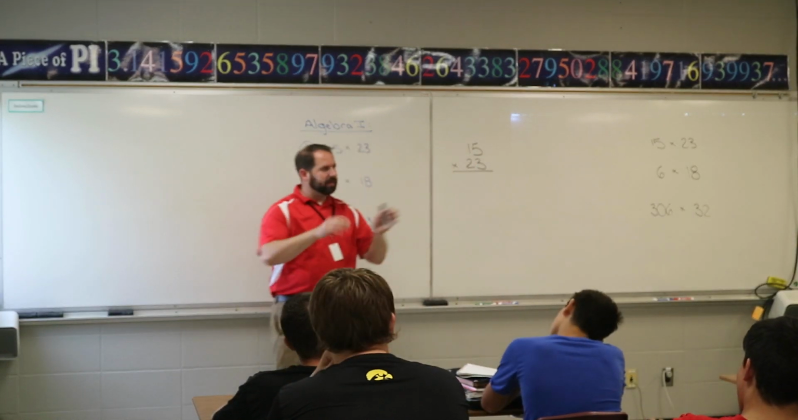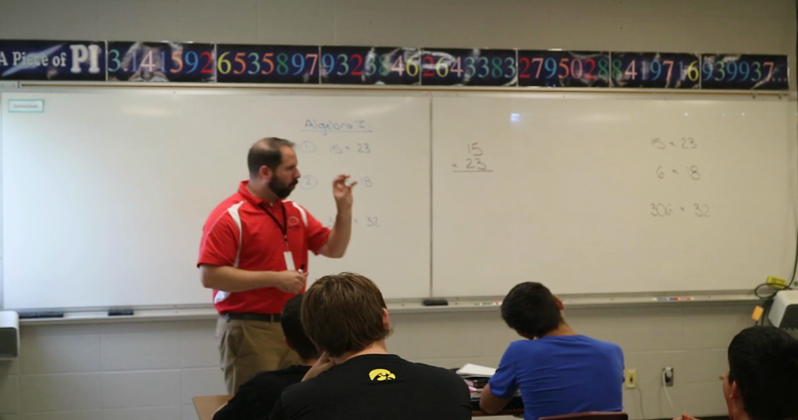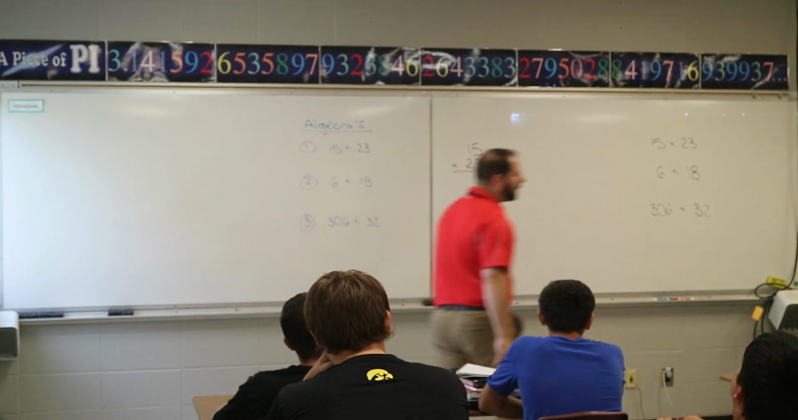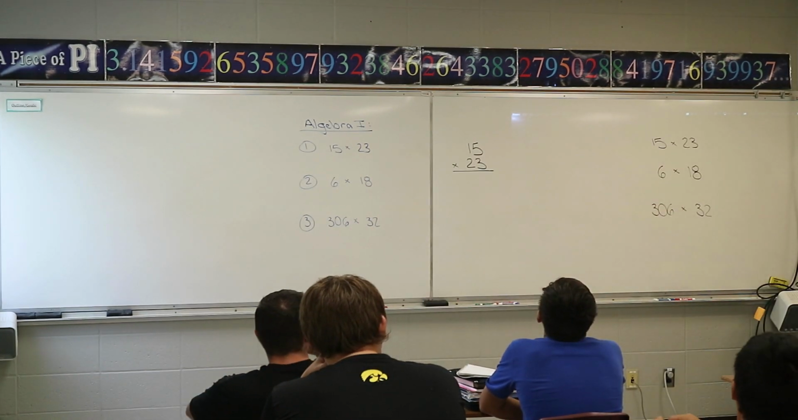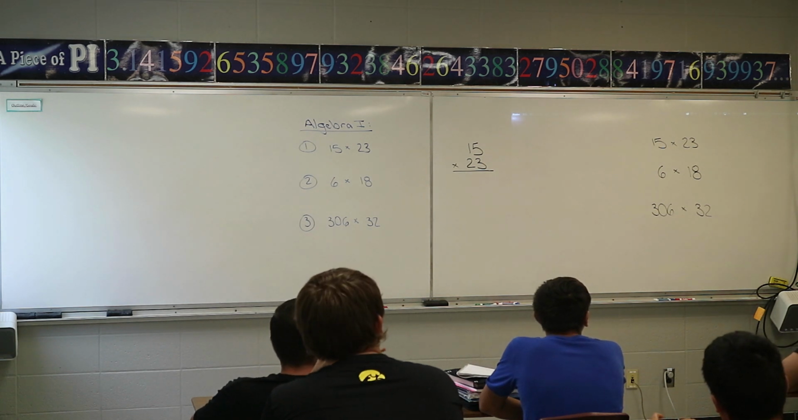How column method works is you're really just multiplying one number at a time. So if you had one of these multiplication charts, it makes it really easy.